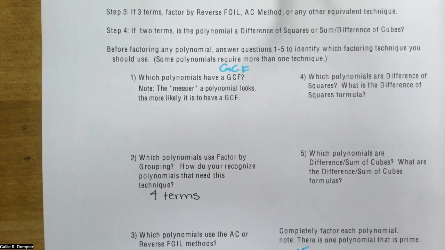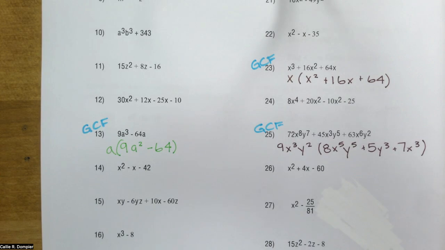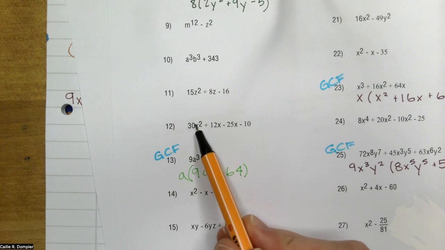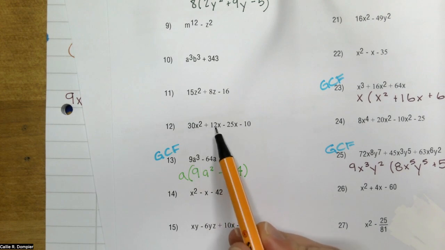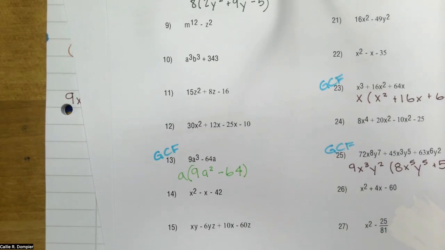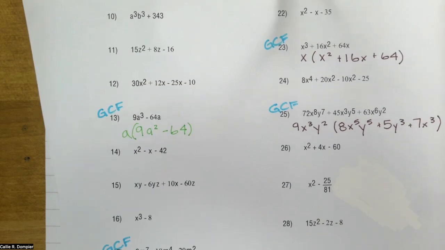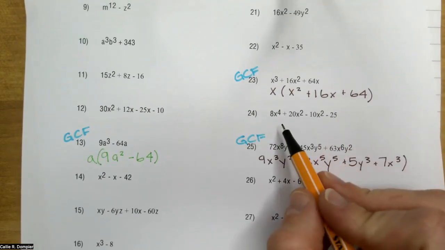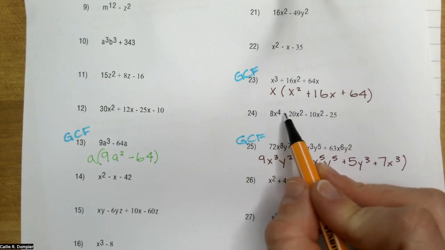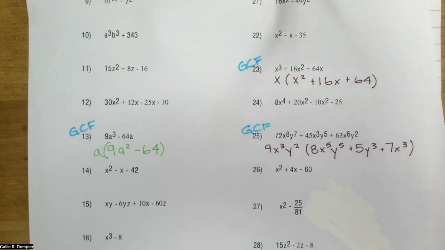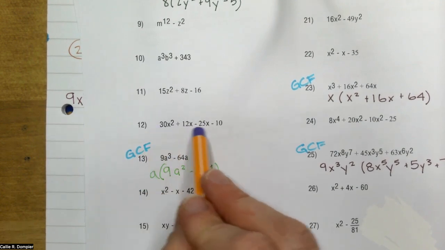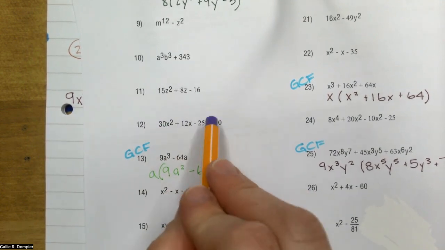Something else to notice about them is, so they have 4 terms. The first term will have a variable squared, or an x squared. The middle terms will have the variable, and the last term will be a constant. That is usually how we see it. Here, 8x to the fourth plus 20x squared minus 10x squared minus 25. This has x to the fourth, this has x squared, this has x squared, and this is a constant. This one's different as well, but most of them that you will see in this course will look like this, where you'll have x squared, x, and then a constant.